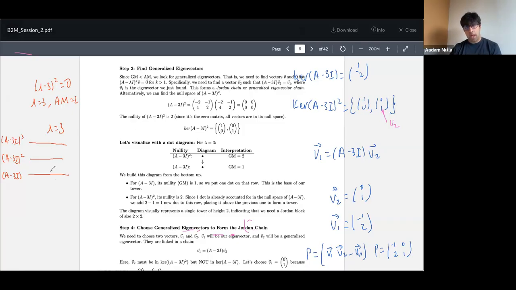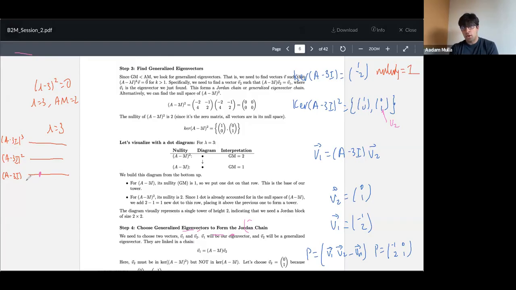So what we do first, you're probably asking, why is this called a dot diagram? The reason is because each dot represents a vector in the null space. So for A minus 3I, we found that the kernel of A minus 3I was this, right? That means the nullity was 1, right? Null space of 1 vector in the kernel. So we go here and we put 1 dot on it. Okay, that's it.